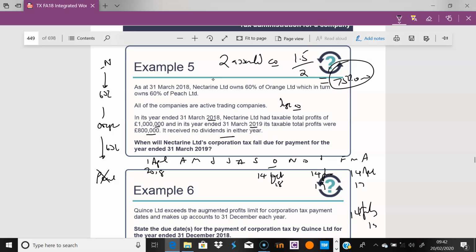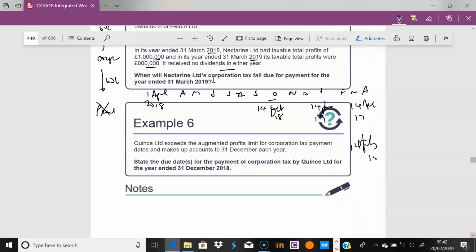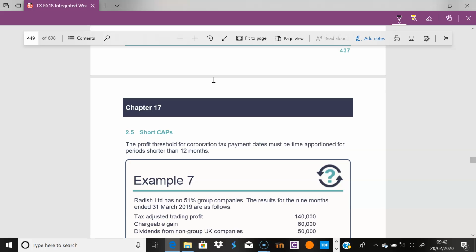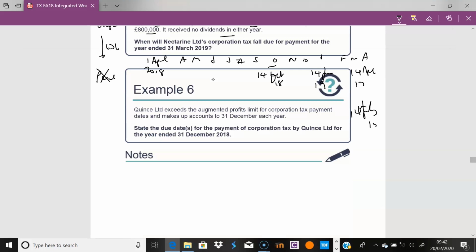So that's how we decide what's going on. Now let's look at this one again. Example 6 is asking us to do exactly the same thing. It says that Quince Limited exceeds the augmented profit limit for corporation tax payment dates and makes up accounts to the 31st of December each year, and asks us to state the due dates for payment for the year end. So the year end is the 31st of December.